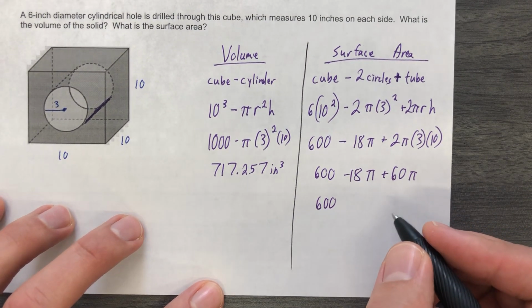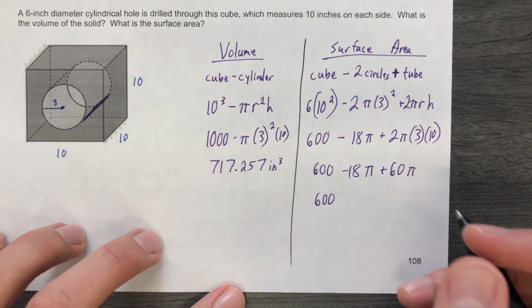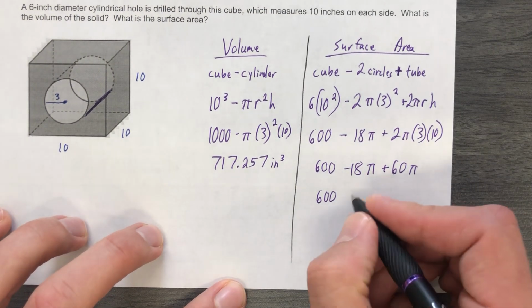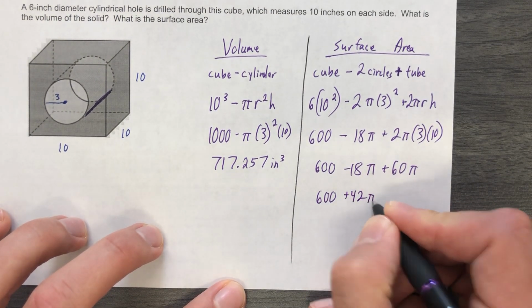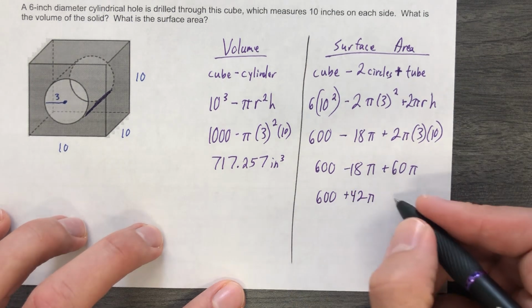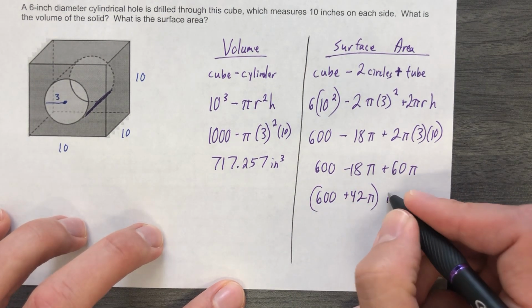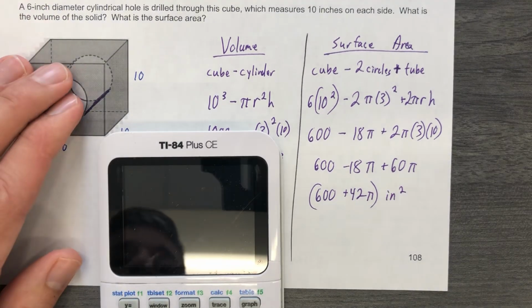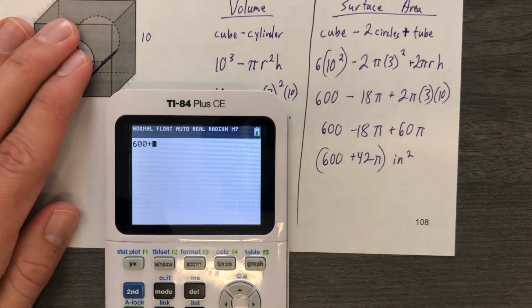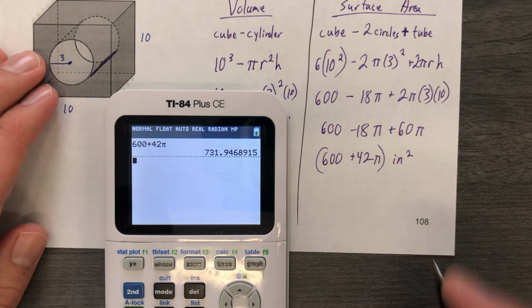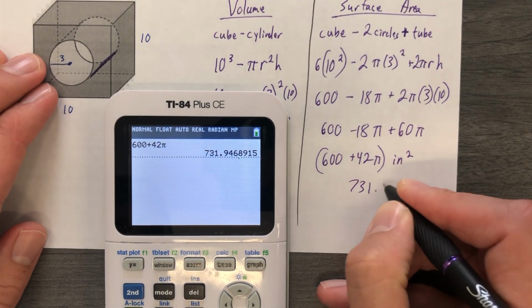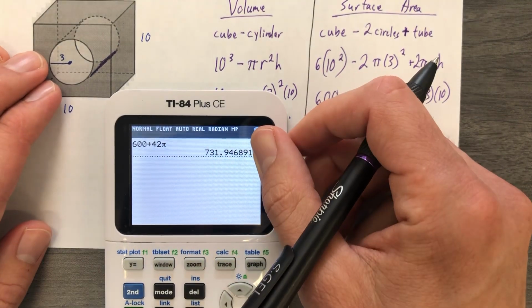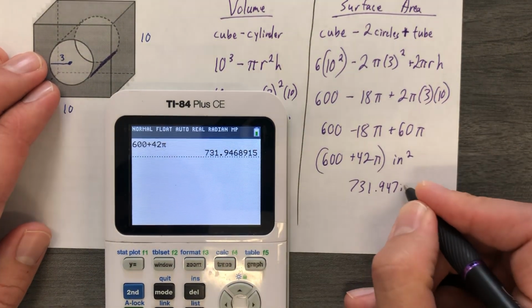In previous problems, I've been like, let's just type the whole thing in. Get some decimals. But in this case, this is in terms of pi. And it's gross, but it's right. And it's all in square inches. However, let's be gross about it. Let's get some irrationality going on. 731.947 square inches.